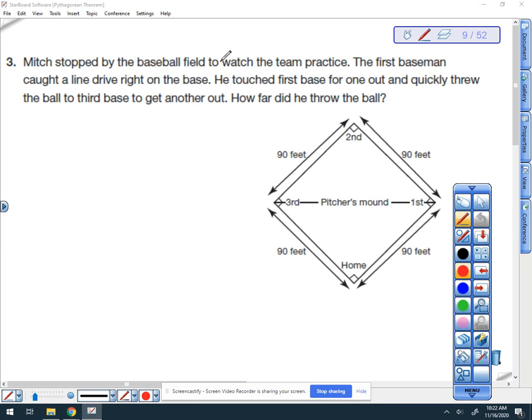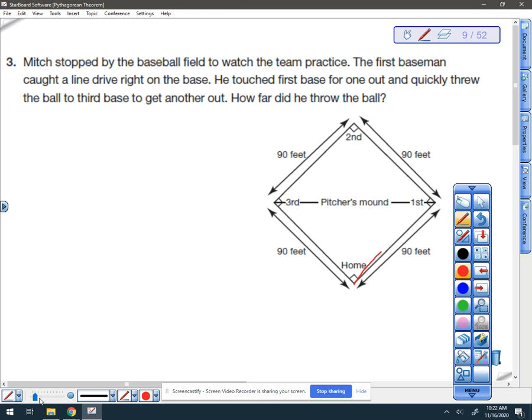Mitch stopped by the baseball field to watch the team practice. The first baseman caught a line drive right on the base. So hit the ball. Let me make this bigger. All right. Hit the ball straight to the first baseman. He caught it. He touched first base for 1 out, then threw the ball to third base to get another out. So he threw it all the way over to third base to get another out. At third base, how far did he throw the ball?